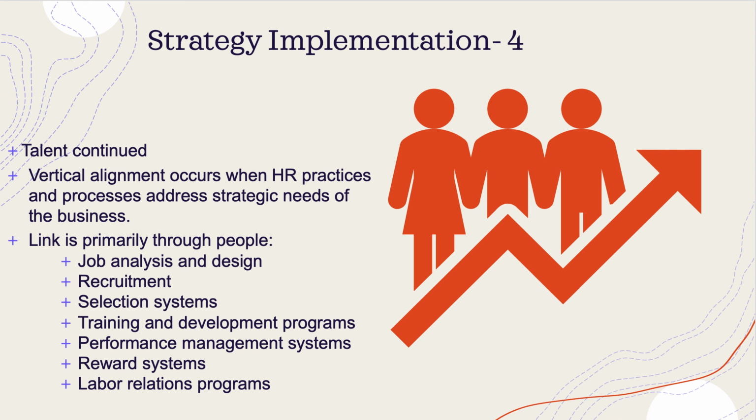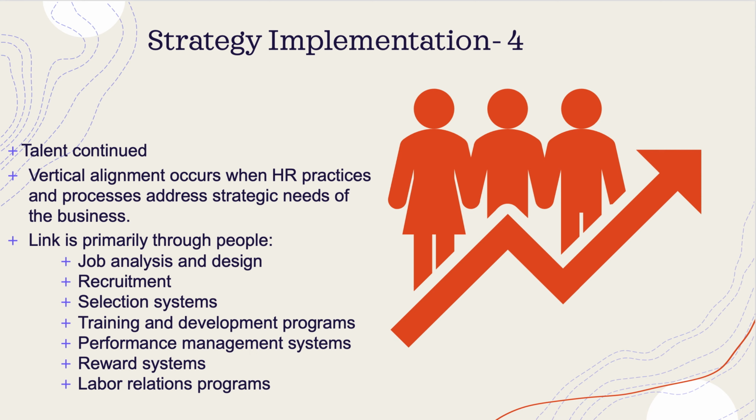We're looking further into talent and we're looking at vertical alignment. This means that the HR practices and processes are aimed at addressing the strategic needs of the business. The link between strategy and HR practices is primarily through people. The HR management function implements strategy through getting the right talent and supporting the right culture. So we see there's a link primarily through people, and we see job analysis and design, recruitment, selection systems, training and development programs, performance management systems, reward systems, labor relation programs.